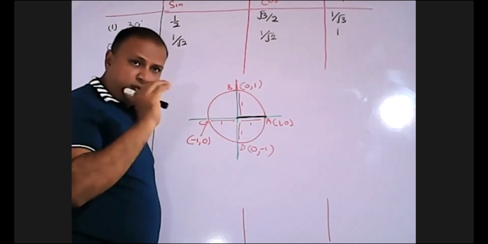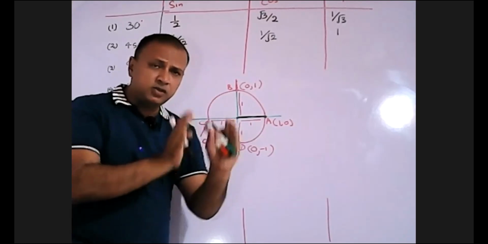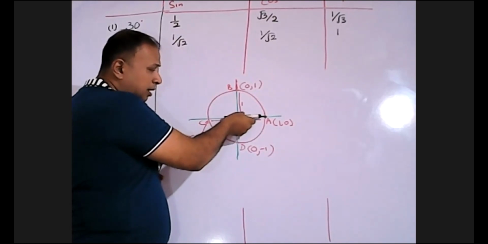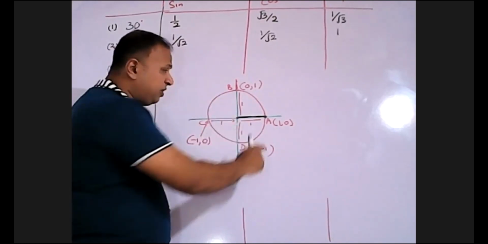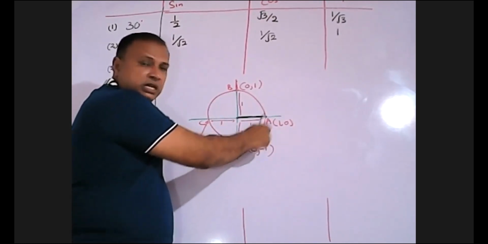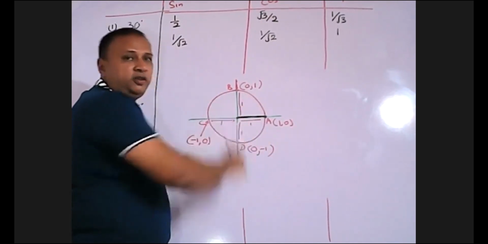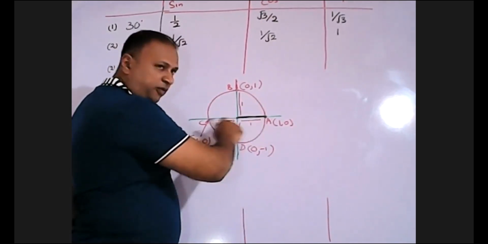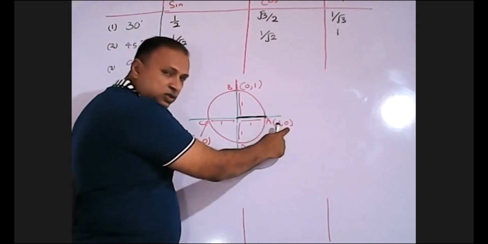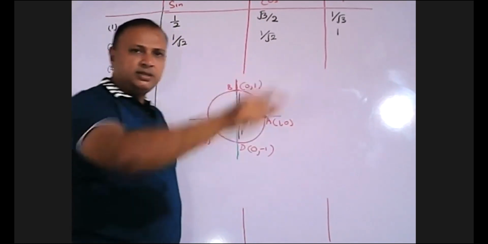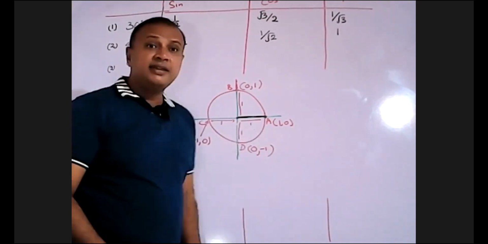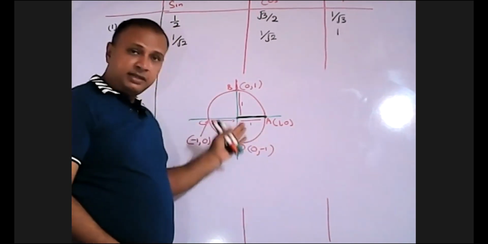If you want to find the trigonometric values of angle 0, then sine 0 is equal to the y value of the corresponding point on the unit circle. If the angle is 0, the corresponding point is A, therefore the y value is 0, that means sine 0 is 0. That is the definition of sine, cos, tan using the unit circle.